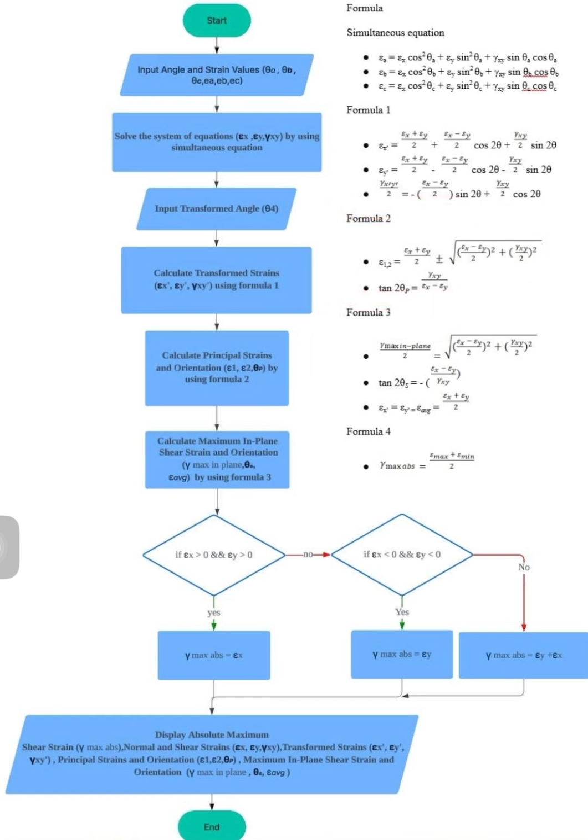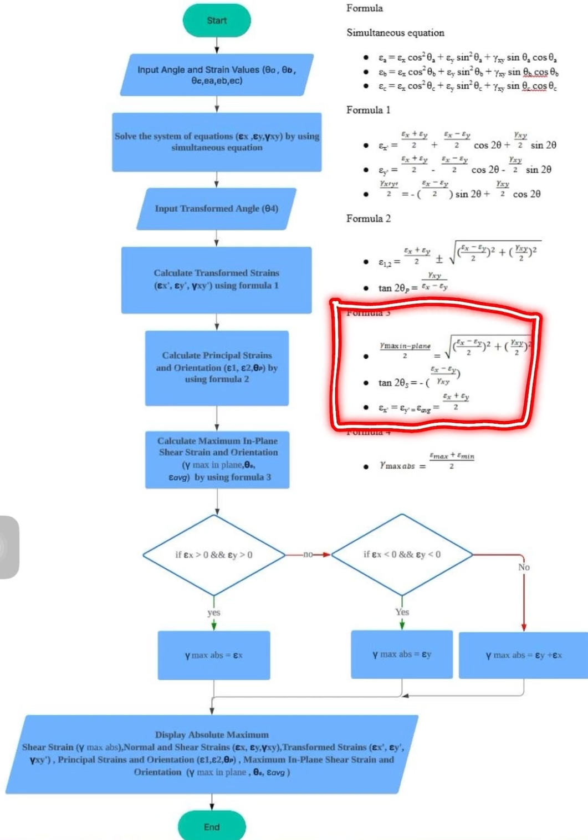Next, calculate the maximum in-plane shear strain and orientation using formula 3. The maximum in-plane shear strain, gamma max in-plane, its orientation theta s, and the corresponding normal strain are determined using formula 3. This formula is inserted at this stage.